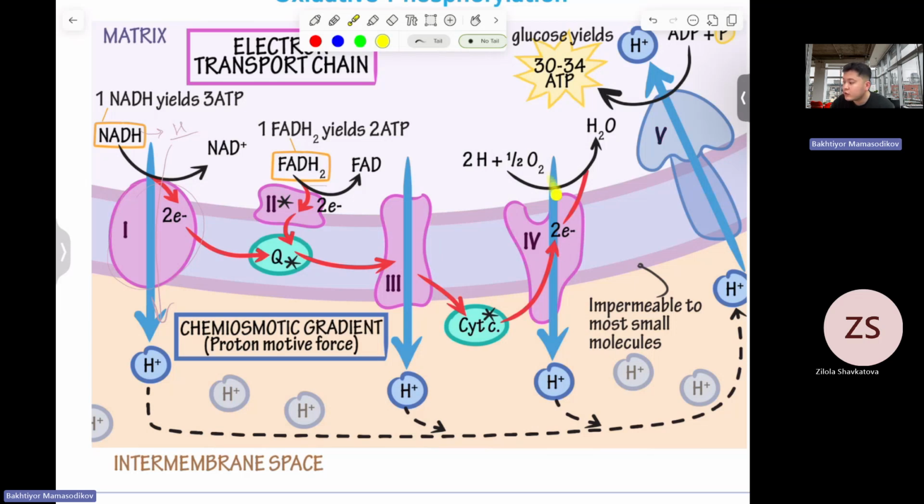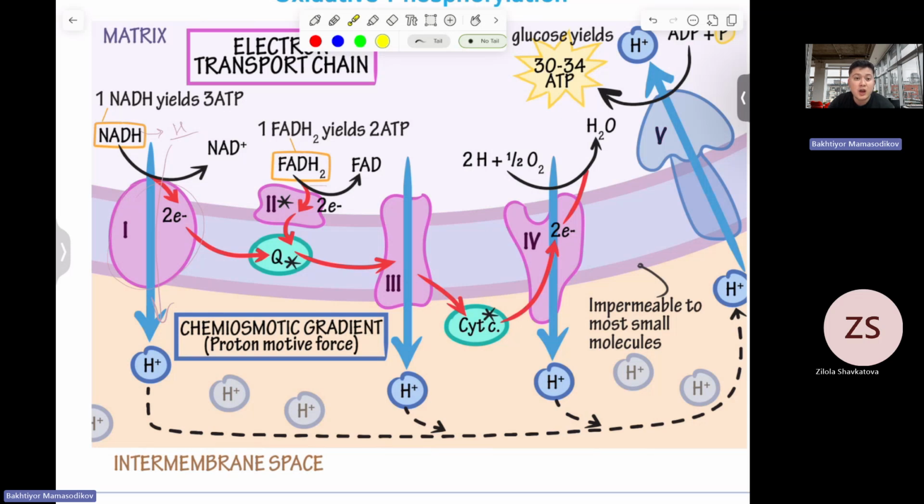Why are those electrons going to the oxygen? If they won't go to the oxygen, if they stay here, the electrons will be stuck in the fourth complex. And then the third complex also will be stuck. Okay, second and first also will be stuck. That means NADH and FADH2 will also be stuck. They will be full. They will not be oxidized again. They will always be in the reduced state.